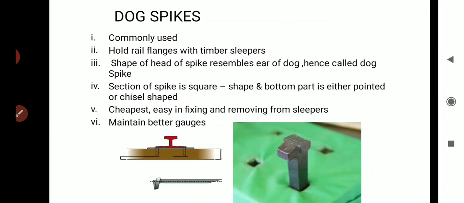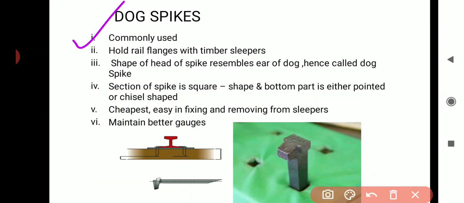So a spike is used to connect the rail to wooden sleepers. There are different types of spikes like dog spike, rounded spike, then elastic spike. So the first one is the dog spike.